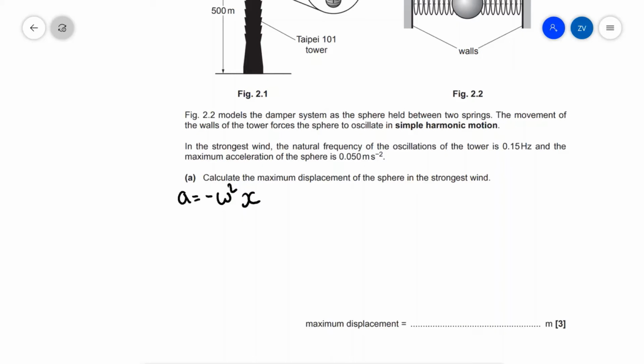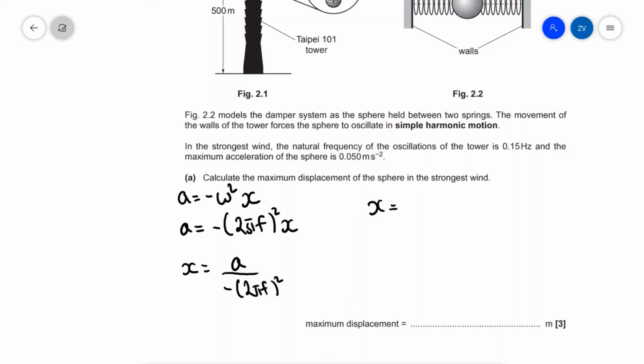Now, what we're going to do is, let's just rewrite this as minus 2 pi f, and then all of it squared times x. Now we've got the maximum acceleration and we're looking for the displacement, and we've got the frequency as well, so this should be a straightforward job. What I'm going to do is just simply rearrange for the displacement. x will be equal to a over minus 2 pi f, and then all of it squared.